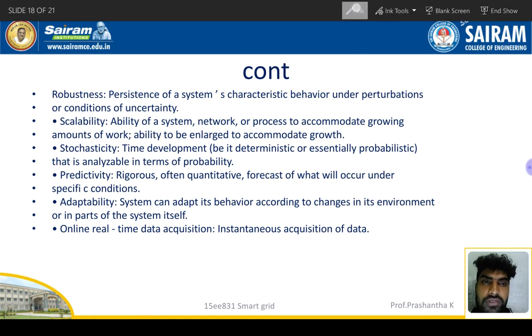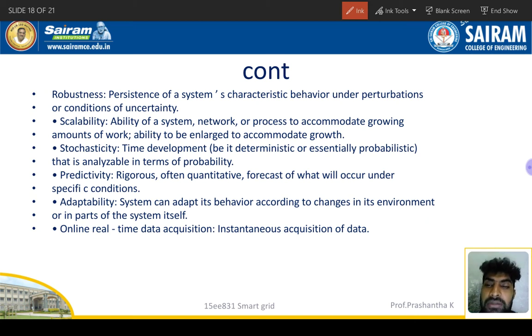So robustness: persistence of system characteristics and behavior under perturbations or conditions of uncertainty. See, this stability analysis is the ability to stabilize the system if any uncertainty or disturbance occurs, or any power failure occurs. It makes the operation stable.